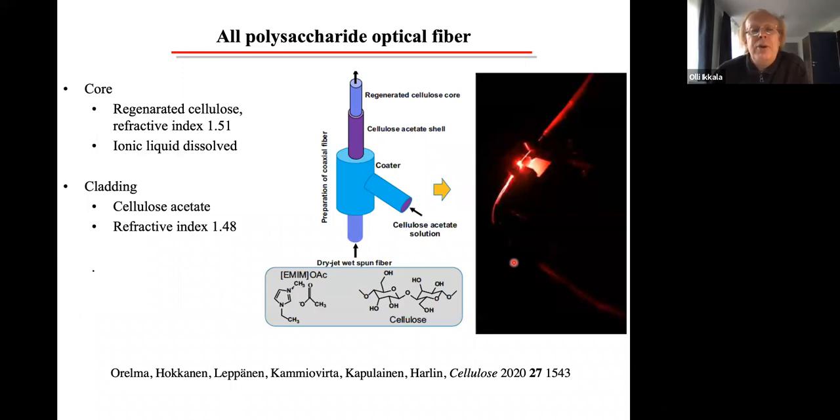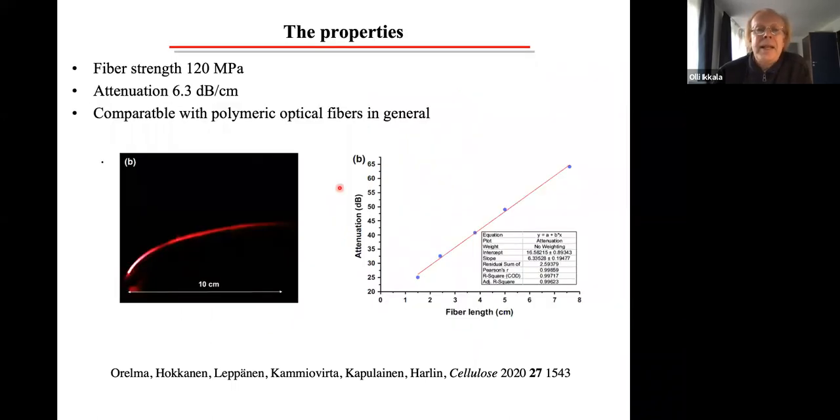Now, I showed 2 examples of how cellulose or cellulose-based optical fibers can be made. So here is what Hannes Orelma and the others have been making with regenerated cellulose cores and then cellulose acetate outer cladding or coatings. And this works rather well. The fiber strength is rather good. It means that it is not brittle. Perhaps you could allow this kind of material in your body. The attenuation is rather acceptable. And so it's compatible with polymeric optical fibers in general.